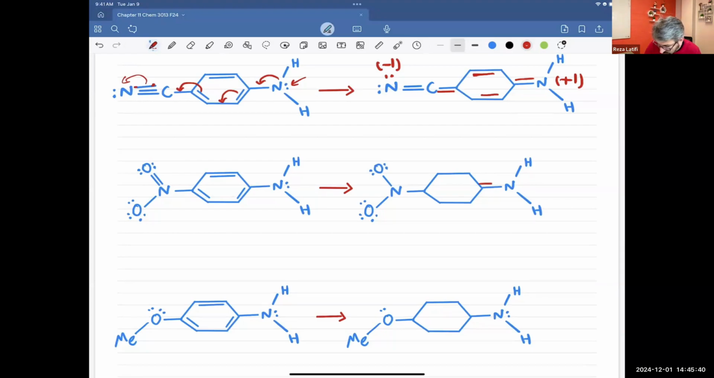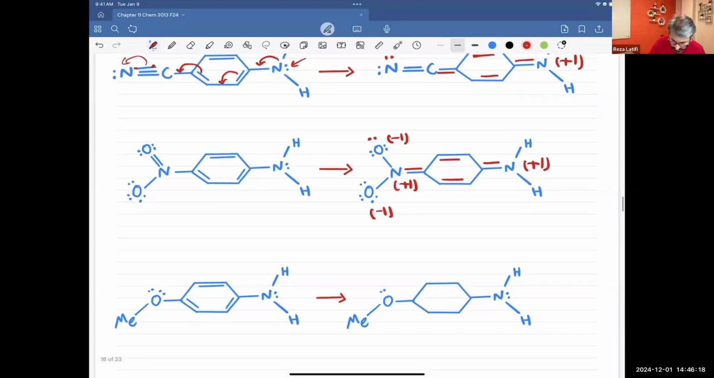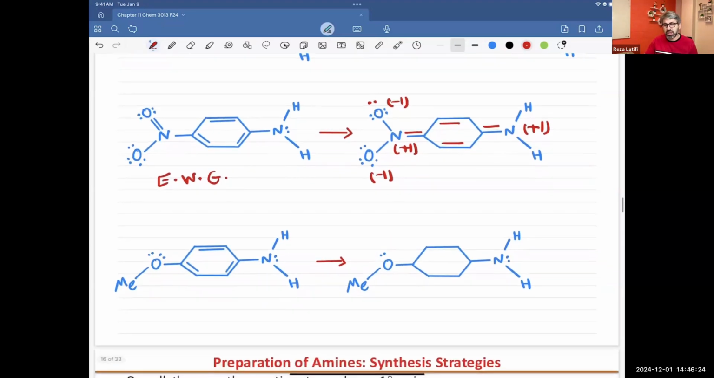The same story with this one. Now I'm going to add one lone pair there. This one will be -1, -1, and this one will be +1, and this one also +1. So now my compound has two positive charges and two negative charges, and it's going to be neutral, but the lone pair is not sitting on nitrogen anymore. So nitrogen is not going to behave as a base anymore because we gave the electron to oxygen. These two are electron withdrawing groups. So as you see, they drop the electron density on nitrogen.